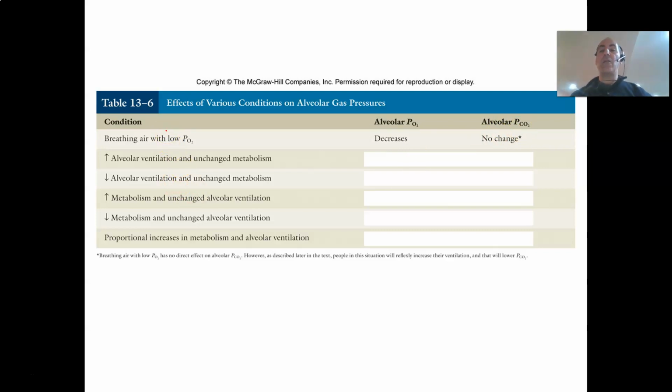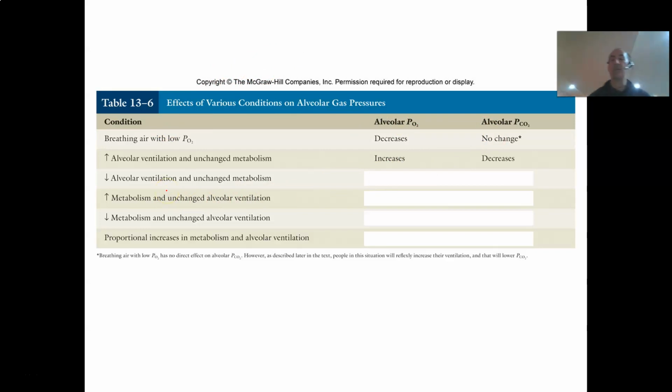If you have an increase in alveolar ventilation, pulmonary ventilation, and unchanged metabolism, what do you think would happen? Take a moment and think about that. It means you're producing the same amount of CO2 as you always have. Well, you get an increase in PO2 because you're bringing in more fresh oxygen. And you're also breathing off more CO2. So the CO2 in the alveoli and in the arterial blood decrease.